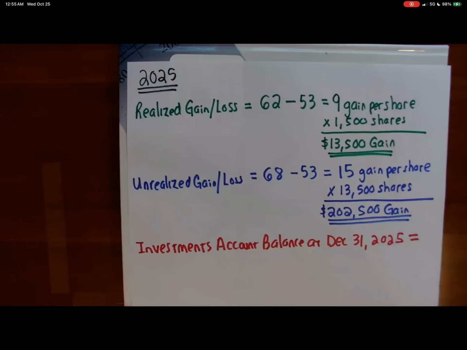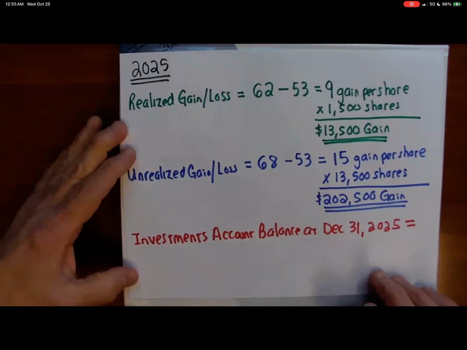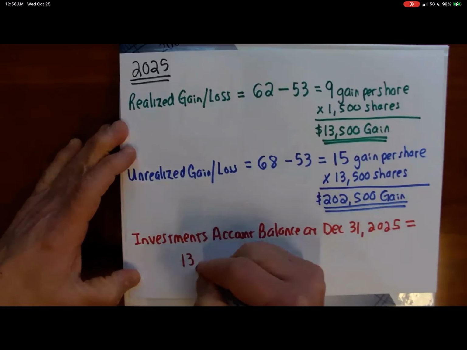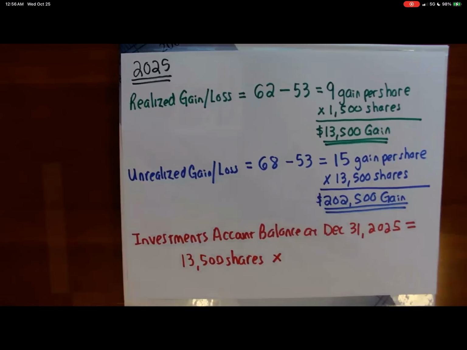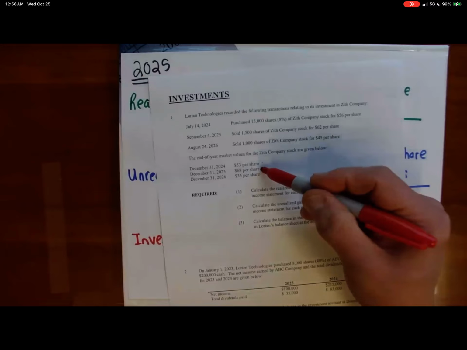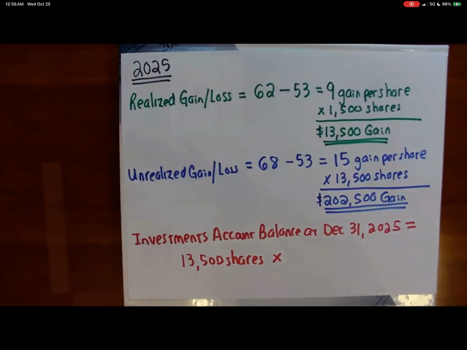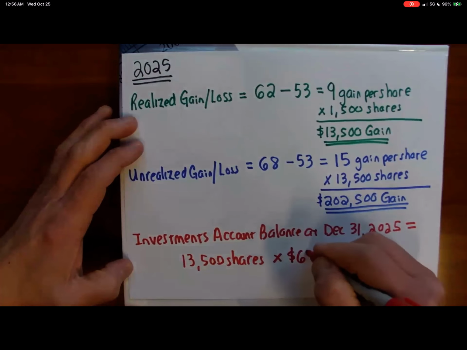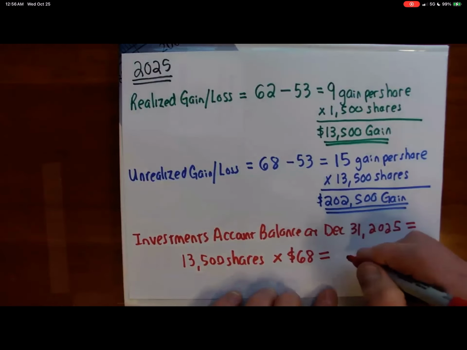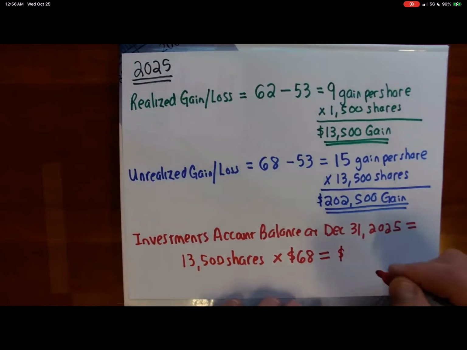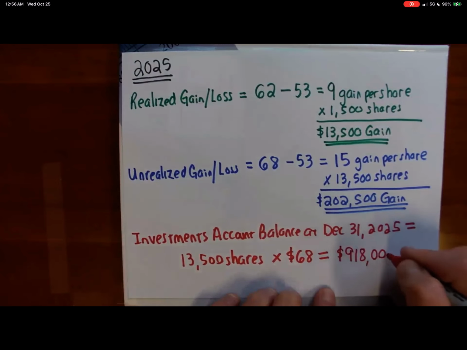The investments account is shown at its current value. And we currently own, as of December 31, 2025, 13,500 shares. And the value at December 31st, 2025 is given as $68 a share. To multiply that by 68, the balance in the investments account, 12/31/2025, would be $918,000.